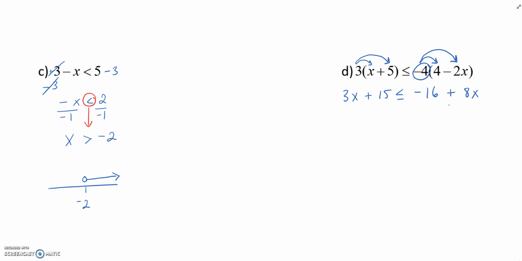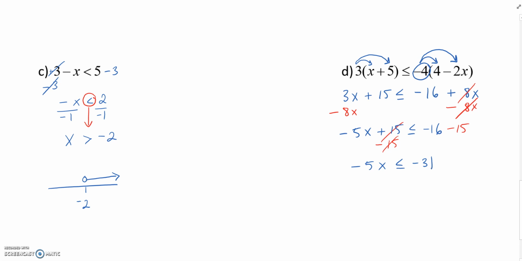Use of color might help here. So subtract 8x from this side, subtract 8x from this side. So there's my 0 pair, that's gone. 3x minus 8x gives me a negative 5x plus 15, rewriting the rest of this, less than or equal to negative 16. Now I've got the x's together on one side, and I can get rid of that 15, move it to the other side by doing the opposite operation again. So subtract 15, that gives me a 0 pair, do the same thing to this side. We've got negative 5x is less than or equal to negative 31.